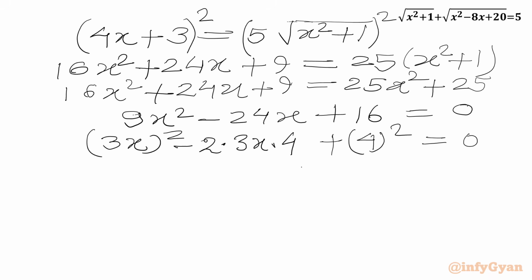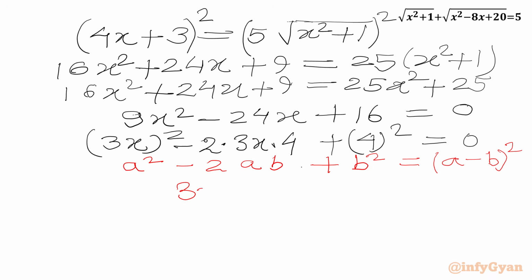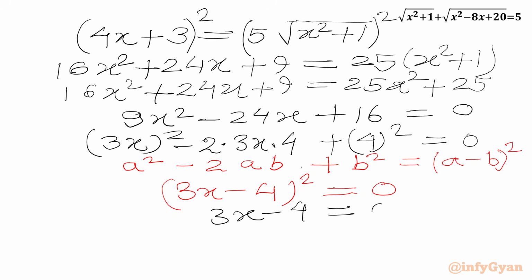So a square minus 2ab plus b square is there. So LHS will become 3x minus 4 whole square, and in RHS we have 0. So we'll be writing 3x minus 4 will be equal to 0. By adding 4 to both sides, we will write 3x equal to 4. By dividing by 3 on both sides, we are going to get our solution 4 over 3.